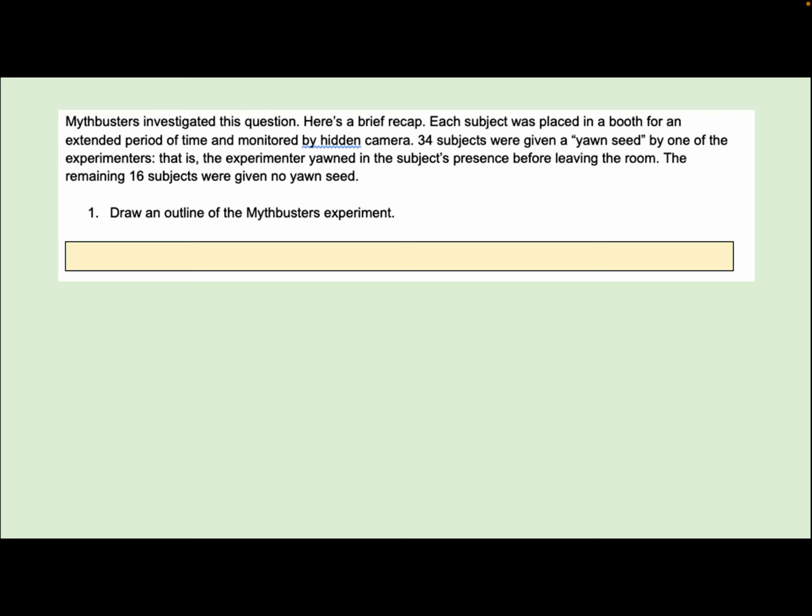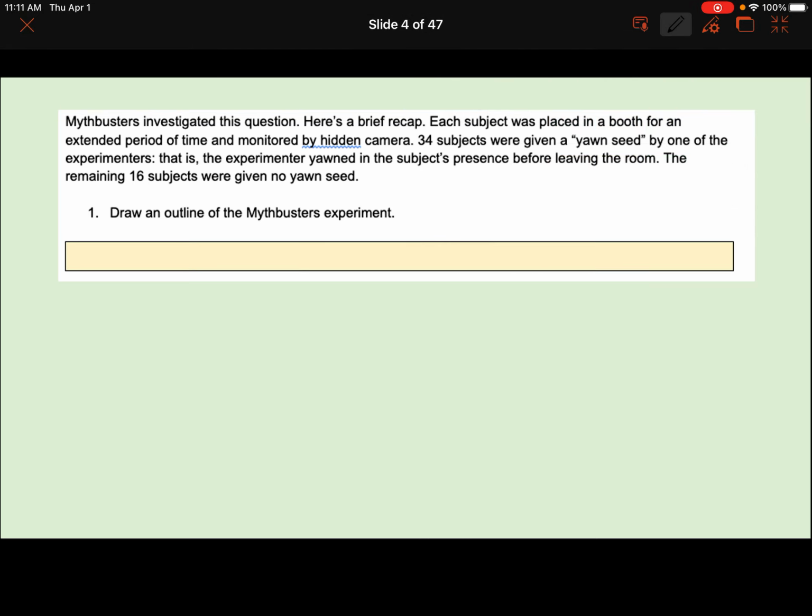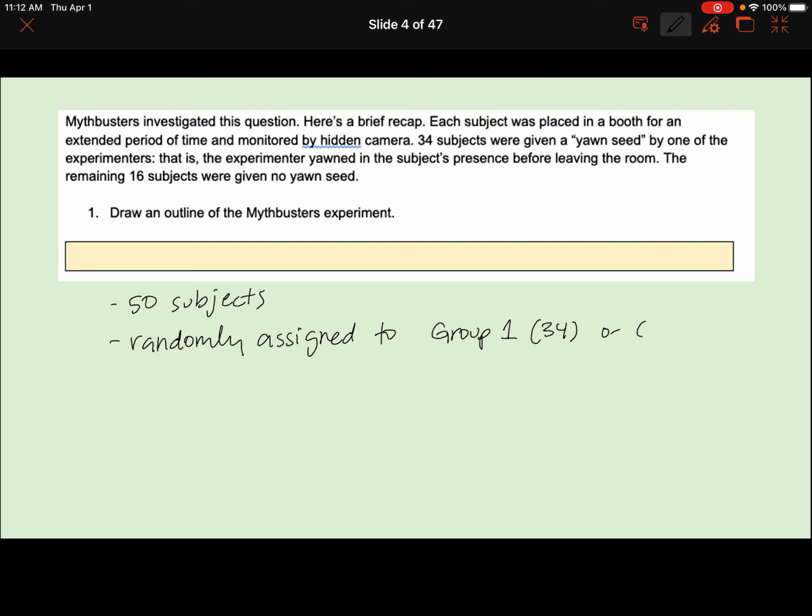So, drawing an outline of this experiment, we haven't outlined experiments for quite some time, but basically, just gonna kind of outline what happened. So we start with 50 subjects, and it's totally fine to bullet point this out. Randomly assigned to group 1, which had 34 people, or group 2, which had 16.